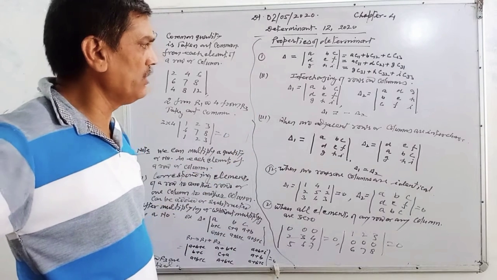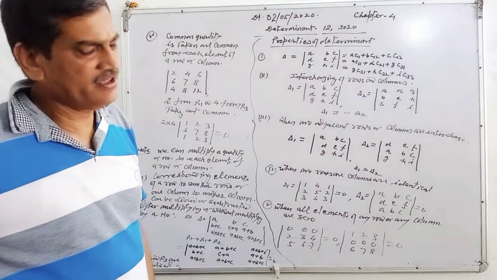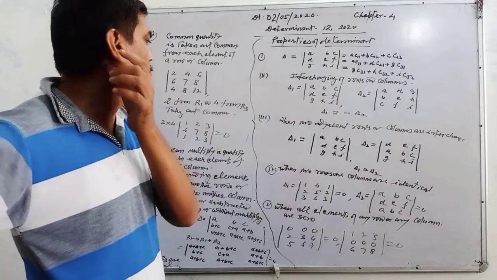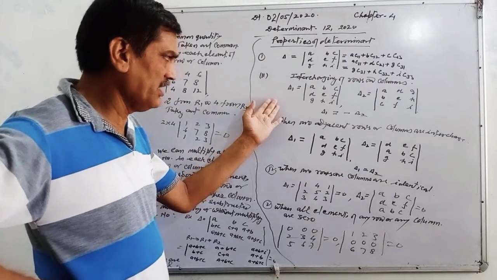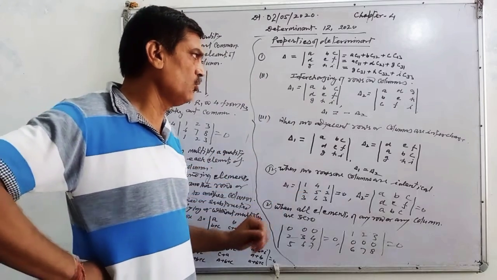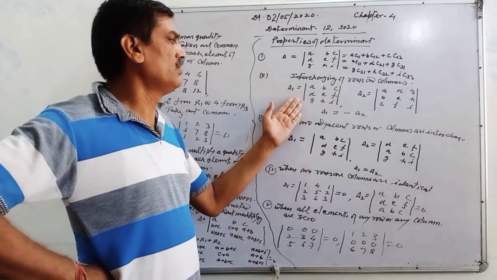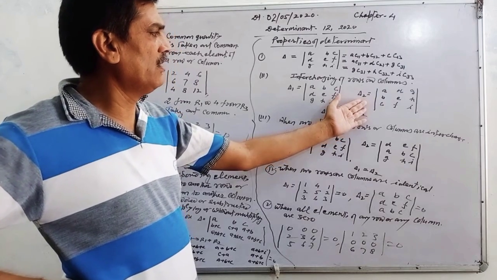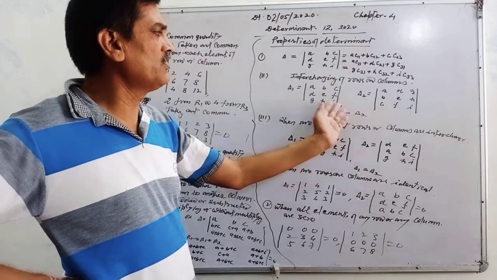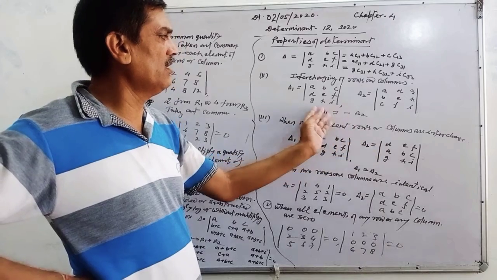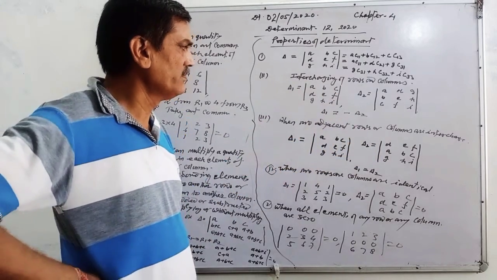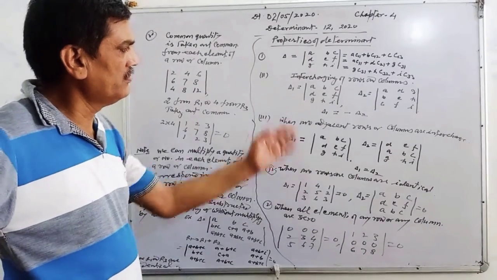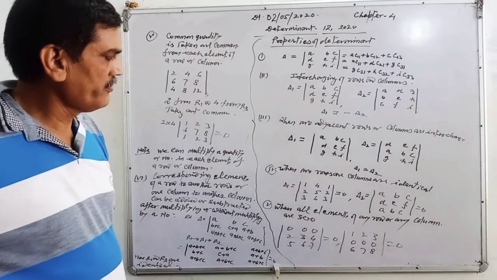Now, the second property is interchanging of rows and columns. If it is necessary, you can interchange rows and columns. Only the sign of the determinant is changed when you find its solution. This is the first determinant. When you interchange rows and columns, the first row is written in the first column, the second row in the second column, the third row in the third column. Both values will be numerically the same, but opposite in sign.